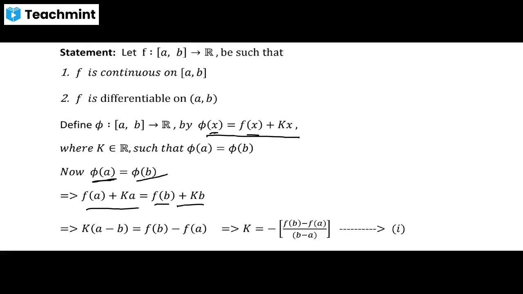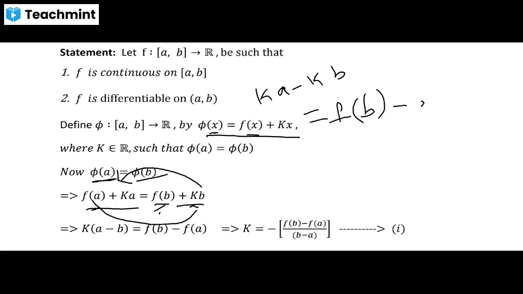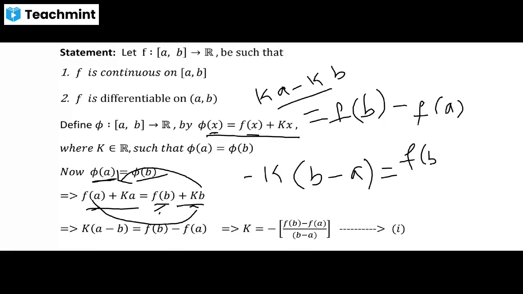Is it clear? Here f of a is there. In the left hand side, ka is there. Shift this kb to the LHS. It becomes minus k into b. This is equal to, in the RHS, f of b as it is. Shift this f of a to the RHS. It becomes f of b minus f of a. Here take k common, so it becomes k times (a minus b). Is it clear? Therefore, k is equal to minus of f of b minus f of a divided by b minus a.